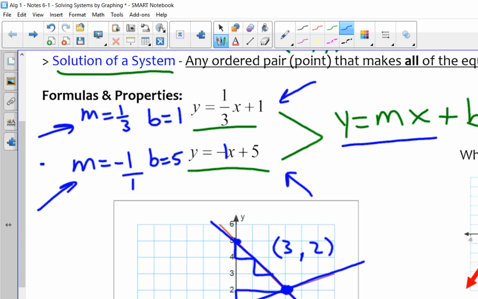That's how I do systems with graphing. First off, get it into y equals mx plus b. We were kind of fortunate, it was already given to us that way. We graphed them, hopefully correctly, and then we find the point where they intersect.